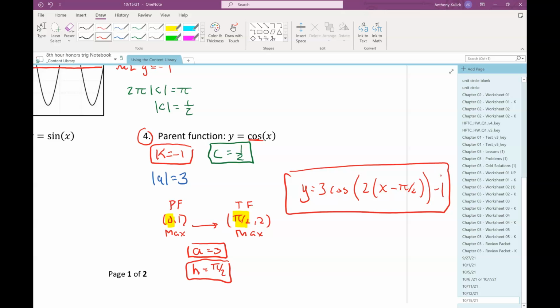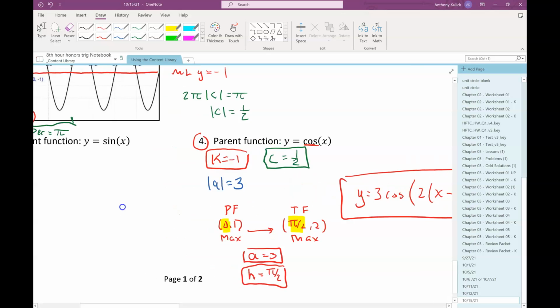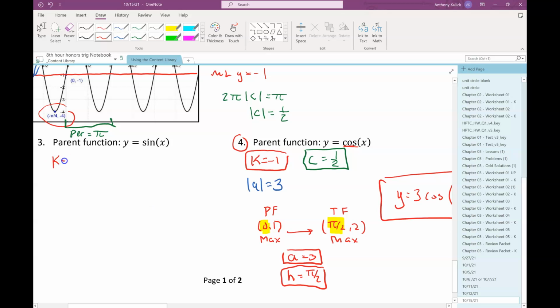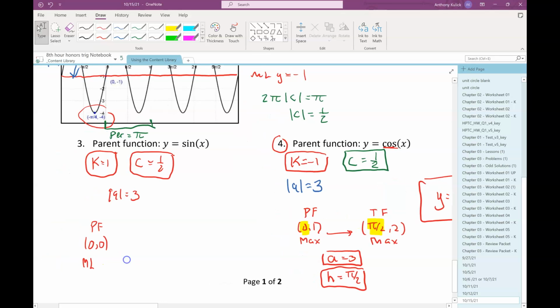Paul? Could you give a sign for this one? Sure. So the only thing that's going to change here is possibly the sign on A and then the value for H. So from my parent function, we're going to use the point 0, 0, which is this midline point that goes minimum, midline, and then maximum.